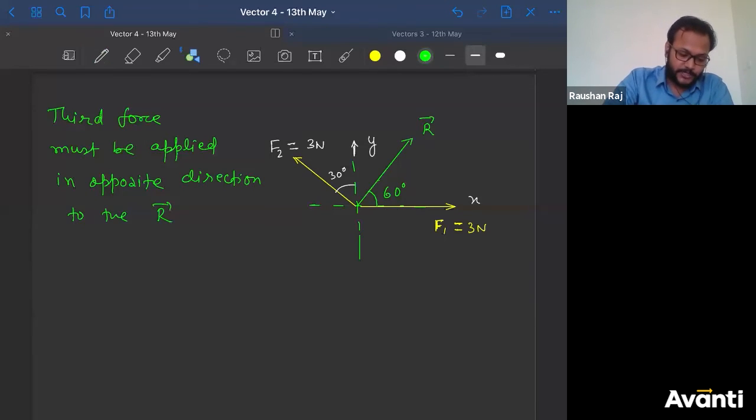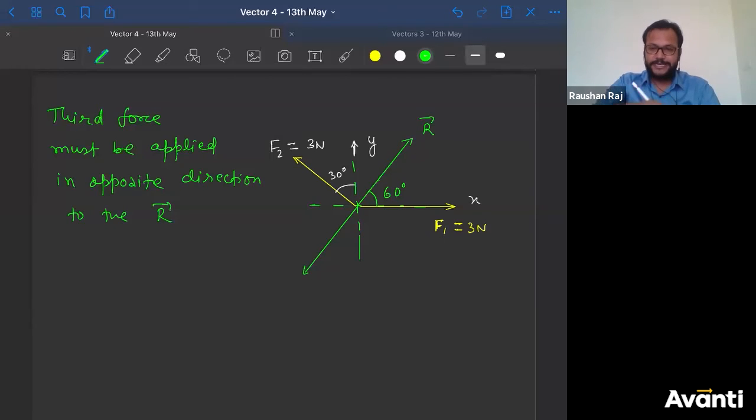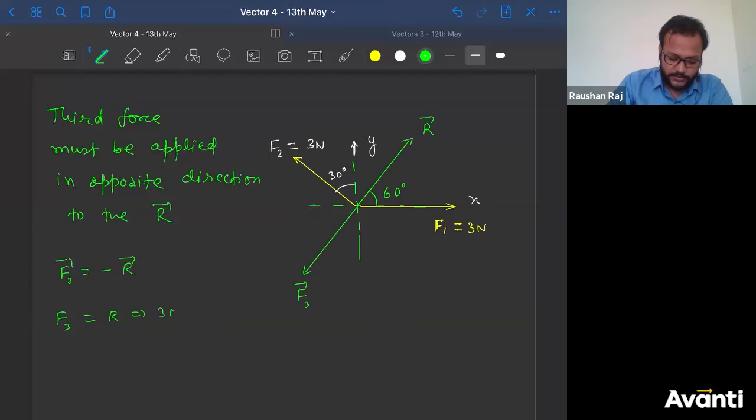तो इसके opposite में मुझे क्या करना है? Apply करना है. तो इसको मैं same, I'll copy this, I'll draw it here, but direction क्या हो जाएगा? The direction will be नीचे. So this will be the F3 vector. This will be what? F3 vector. And the F3 vector must be equal to minus R vector. So the magnitude of F3 must be equal to R. So it should be equal to 3 Newton.